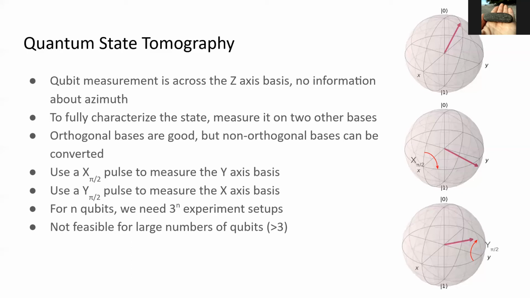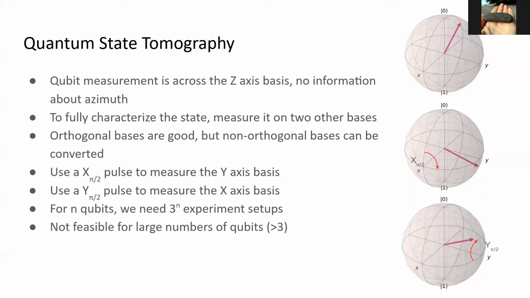In this case, we're doing something roughly analogous, but we are measuring the qubit along 3 different basis vectors. Now, when we've been measuring the qubit state before, it's been along the z-axis. We're getting either a 0 or a 1. But this doesn't give us any information about the azimuth, where it is in the xy coordinates. To fully characterize the state of a qubit, we need to measure it on 2 other bases.